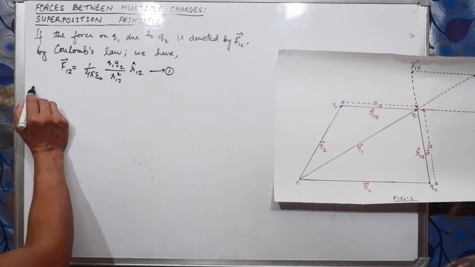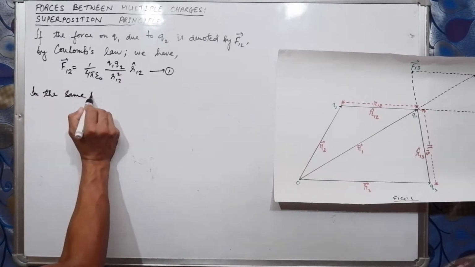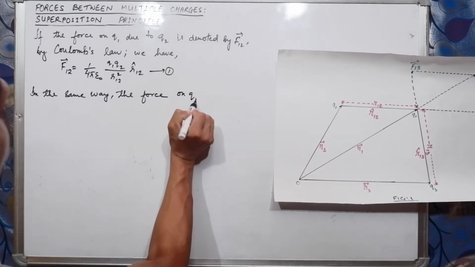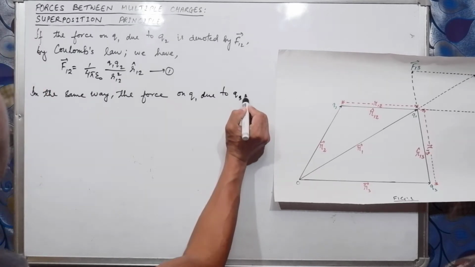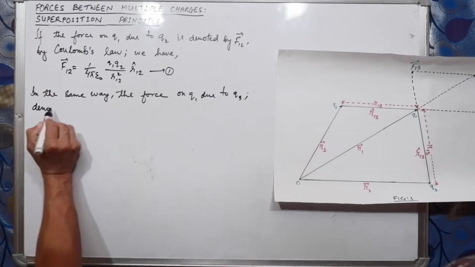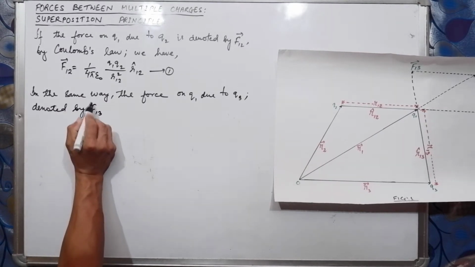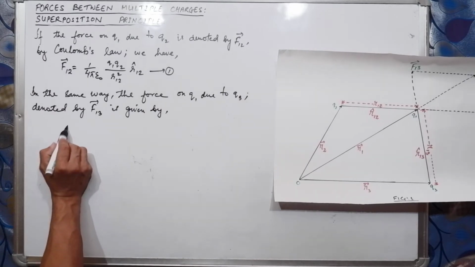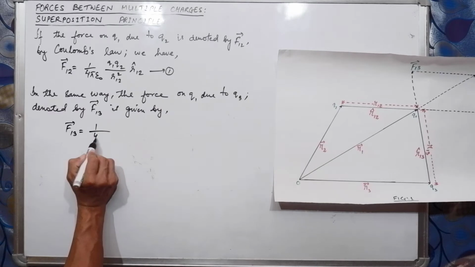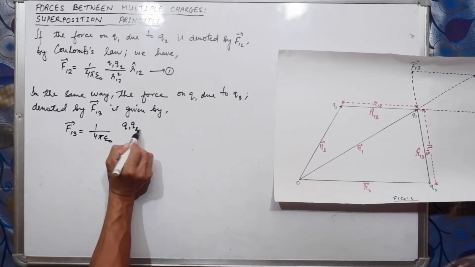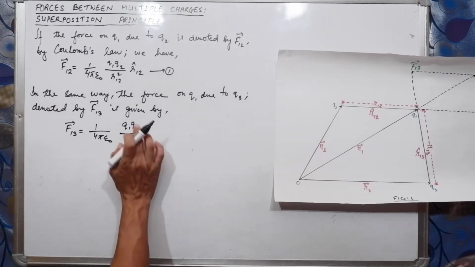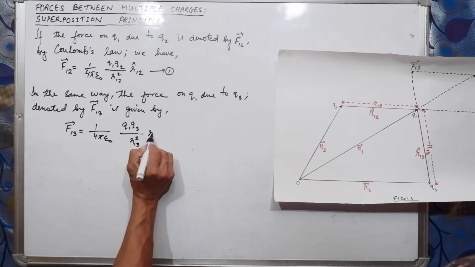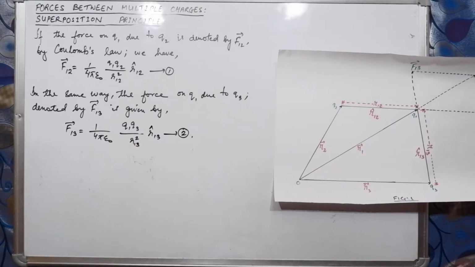Similarly, we can write in the same way the force on Q1 due to Q3, denoted by F13, is given by F13 equal to 1 by 4 pi epsilon naught Q1 Q3 by R13 square R13 cap. Name this as equation number 2.